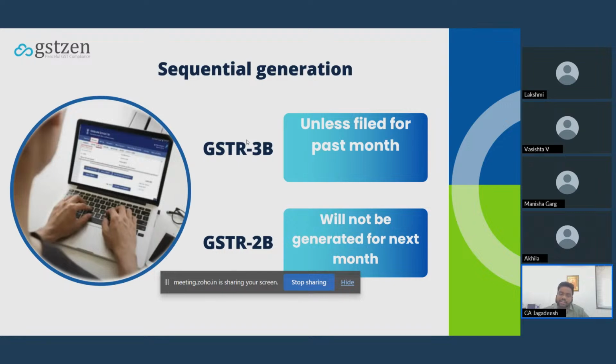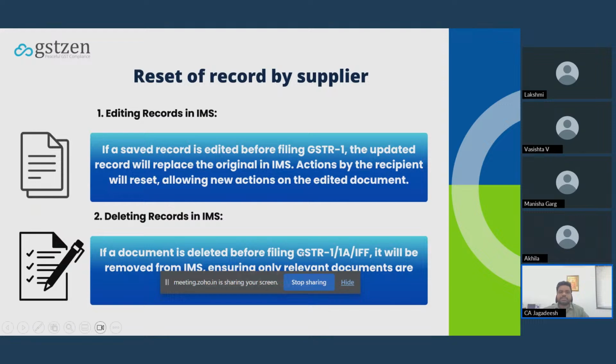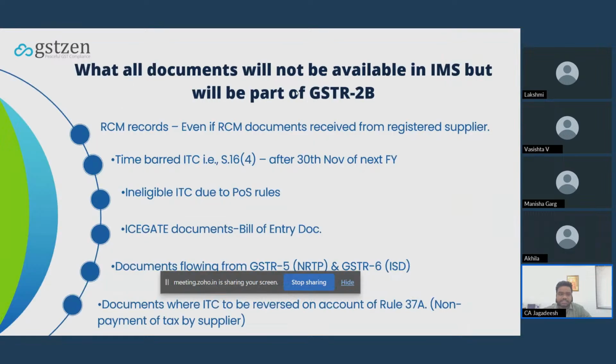Sequential generation: unless your previous GSTR 3B is filed, you cannot file the current period. GSTR 2B will not be generated. As and when you file your GSTR 3B, to get the GSTR 2B regenerated, you have to click on compute GSTR 2B. Then only your 2B will get generated. Next, reset of records by the supplier, which we already discussed.